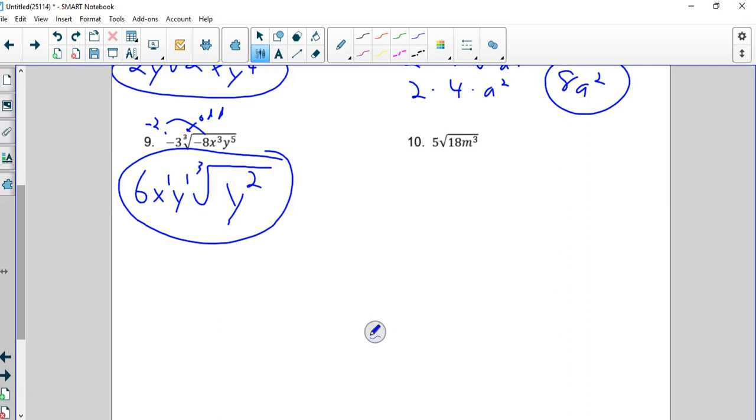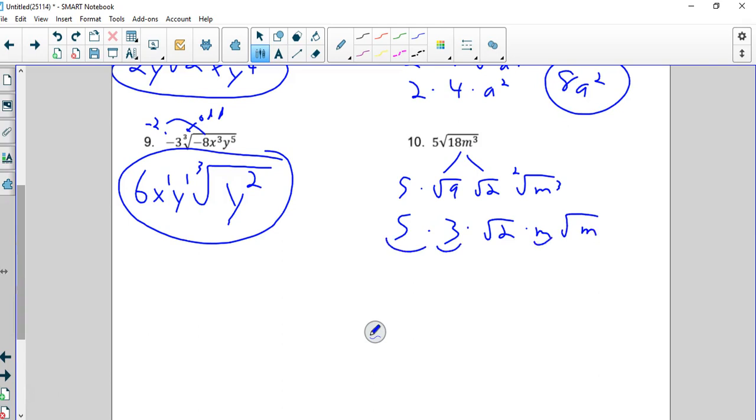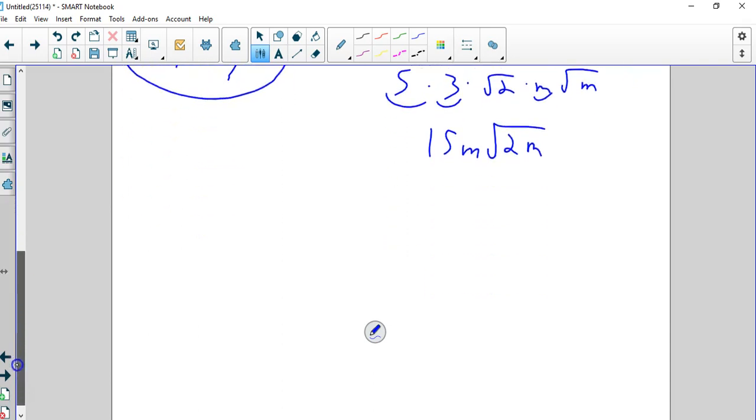Okay, 18. I can break that down as the square root of 9 times the square root of 2. 9 is a perfect square. But remember, it's 5 times that. And don't forget the m cubed. Well, square root of 9 is 3, radical 2. This is a 2 out here. We're going to have an m and an m left over. Now we just kind of clean it up. 5 times 3 times m is 15m. And what's left on the inside? 2m. Like I said, we'll have a lot of practice on these. It will get much easier.